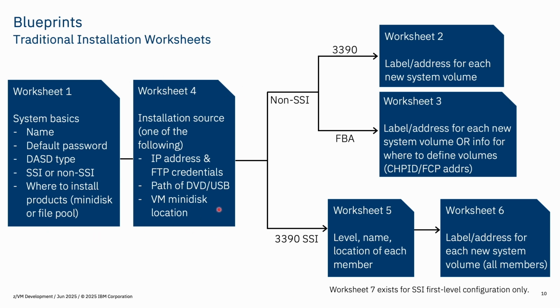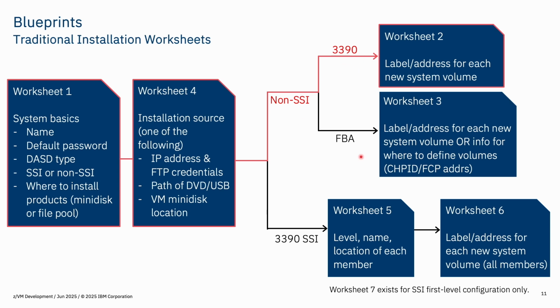As you might remember, we chose to use a CMS formatted mini disk. So we'll need the location of that mini disk and to make sure that it's accessible from our first level system. Then, our example here is a non-SSI installation and uses 3390 DASD, so we'll follow this flowchart right up to the top here. And it'll tell us that we need to complete worksheet 2. All we need to do is identify the label and the address for each of our new 3390 system volumes.